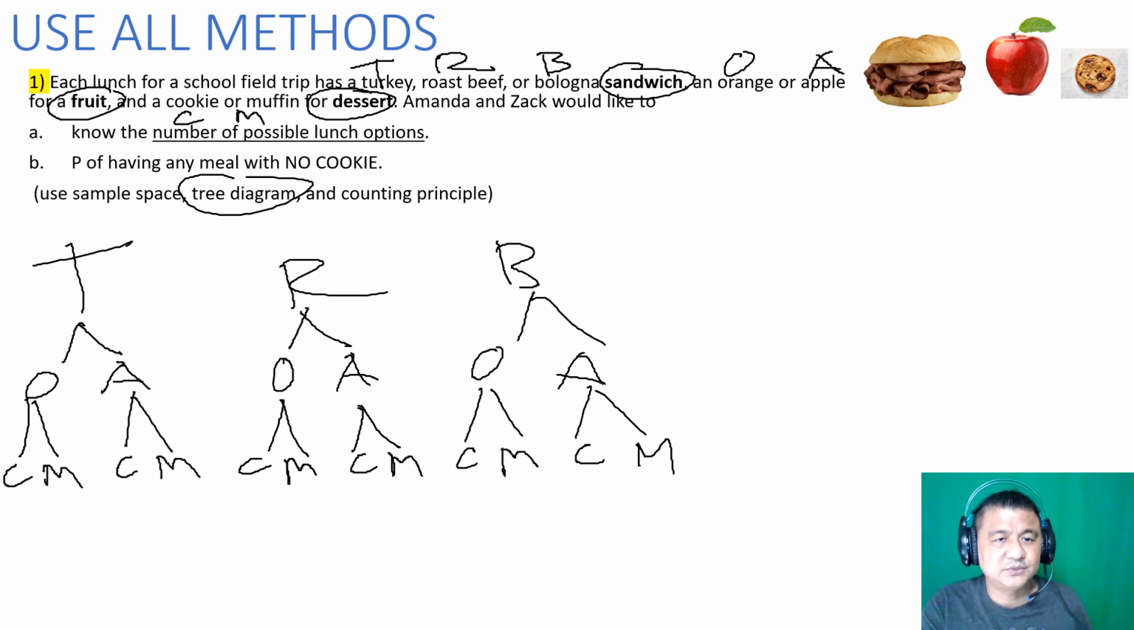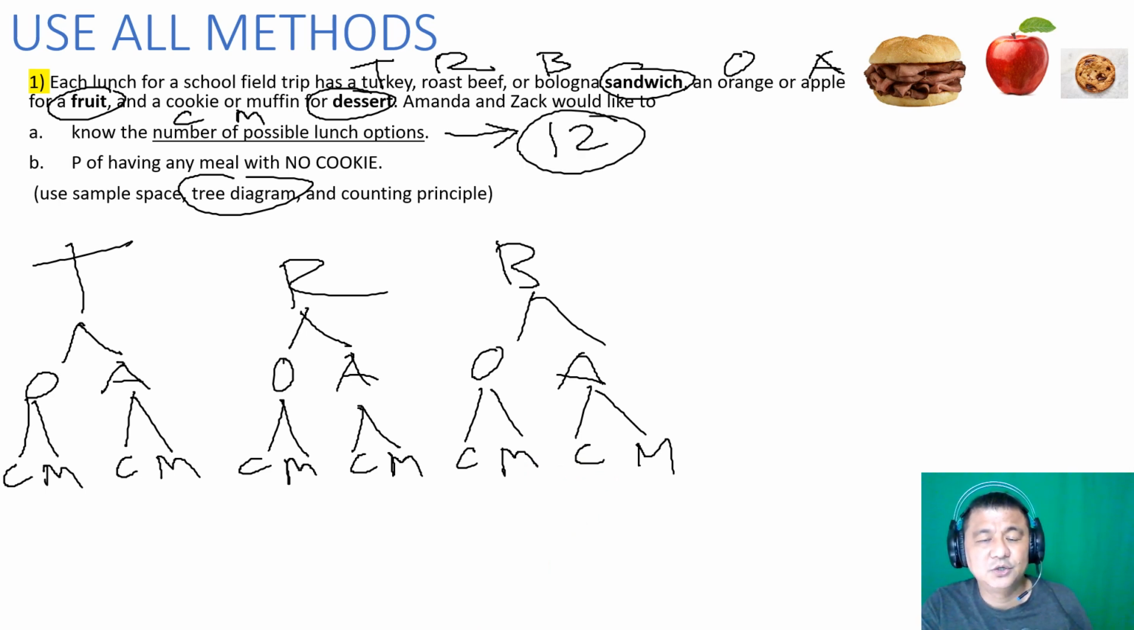Then the next question is the possible lunch options. Let's count. 1, 2, 3, 4, 5, 6, 7, 8, 9, 10, 11, 12. So there are 12 possible. Or you could use the counting principle. Sandwiches, there are 3. For fruit, there are 2. And for desserts, there are 2. Simply multiply them. You will again get the 12.